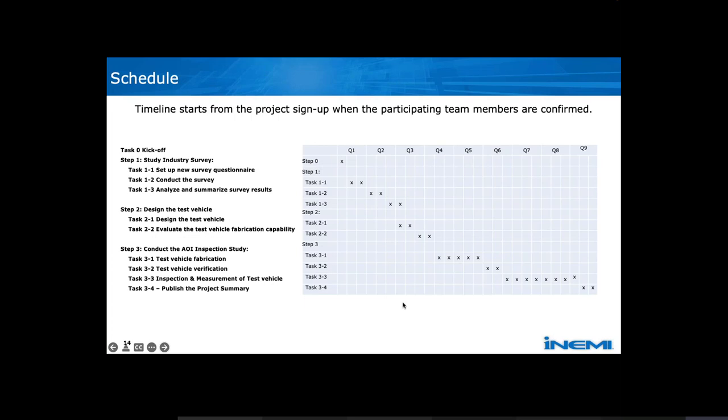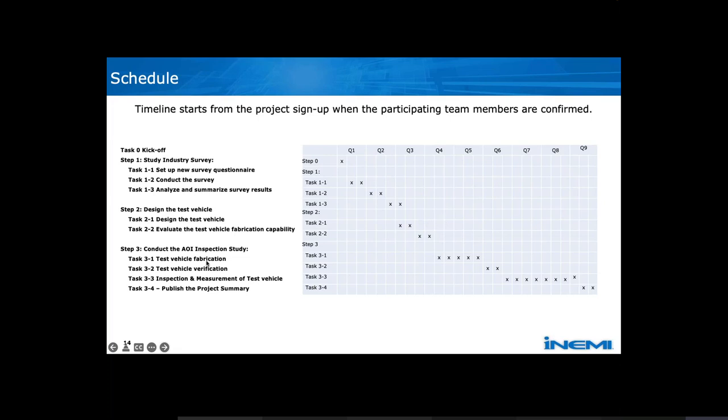For the schedule, as I mentioned, we have 2 main steps, but here we break it down to 3 steps. The first step is still the survey. The second step is to design a test vehicle. And of course, the key thing, task 2.2, will be evaluating the test vehicle fabrication capability, meaning whether we can secure a supplier. Our target is to wrap this up within 3 quarters of starting the project, which means by October, November this year.